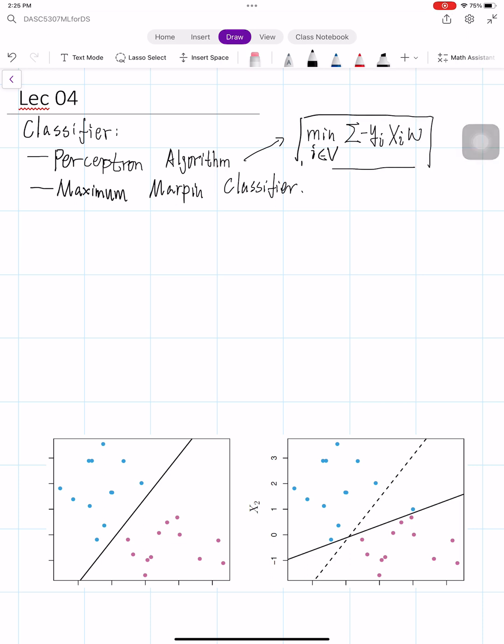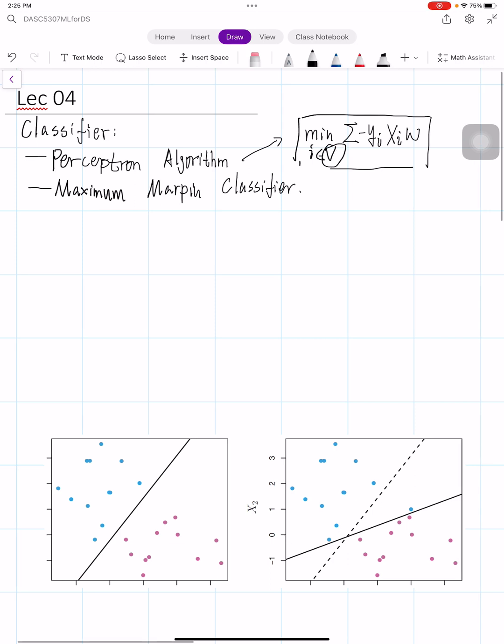And this set V is the set of the misclassified cases. In other words, yi and the classification label are different, so the product is less than 0. So here we want to minimize this as a cost.